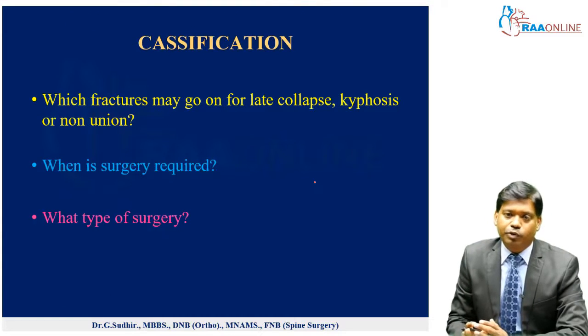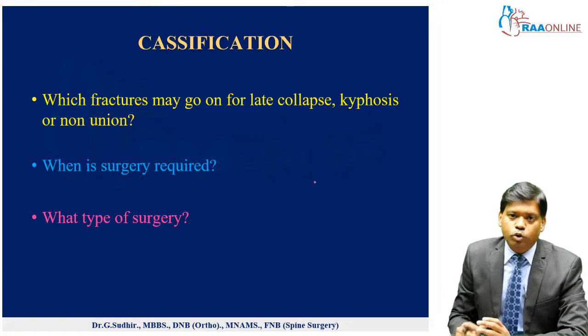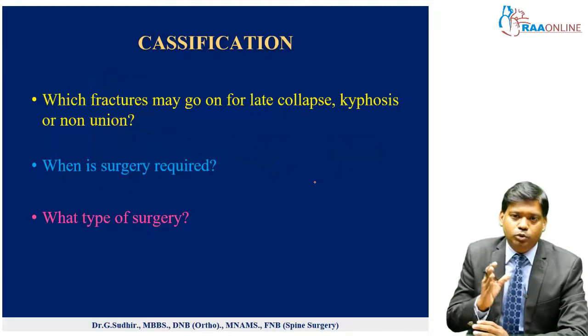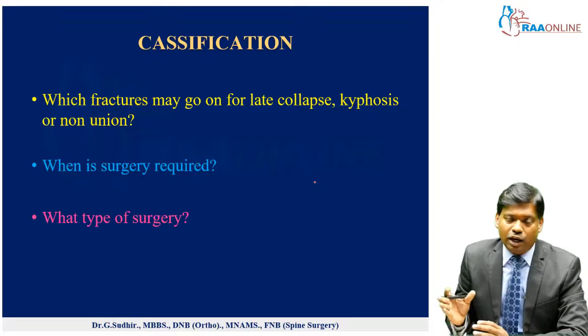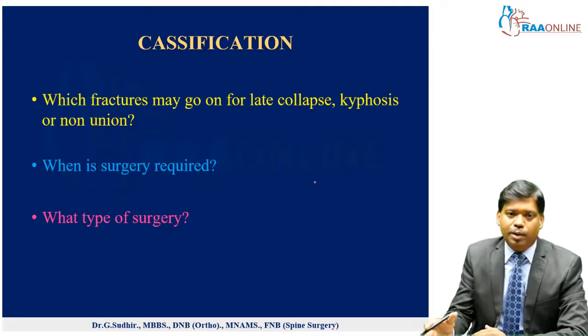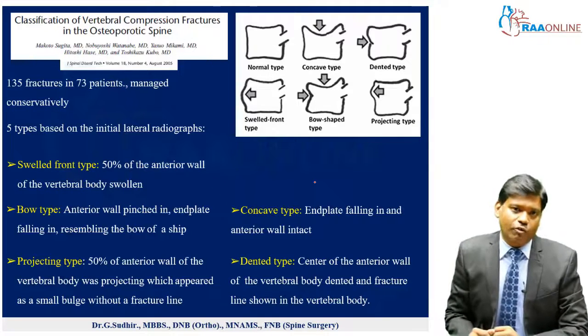Coming to classification, we all know that orthopedics and spine surgery are full of classifications. So why do we have to classify these osteoporotic compression fractures? What is the use or importance of the classification? We have to know which fractures go on to late collapse, kyphosis or non-union, when surgery is required, and what type of surgery is required in these patients. That is the basic aim of classifying these fractures.